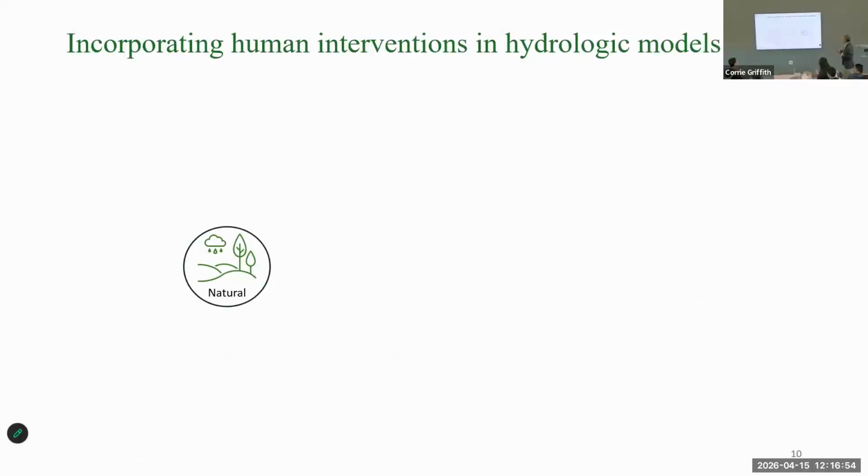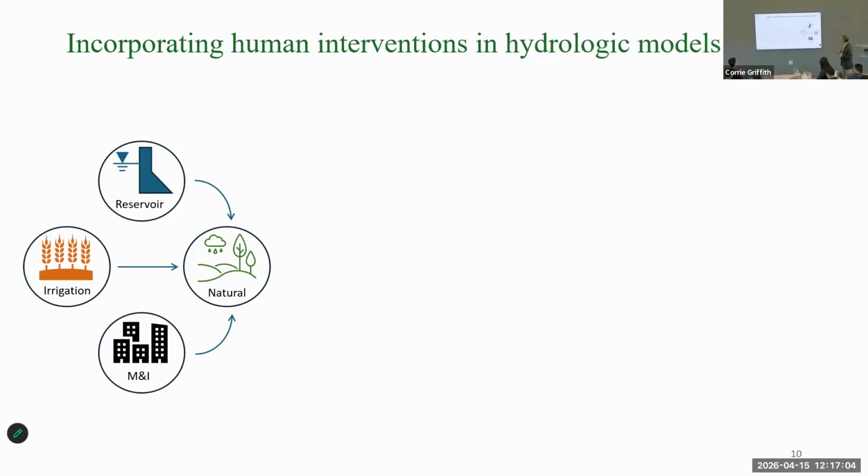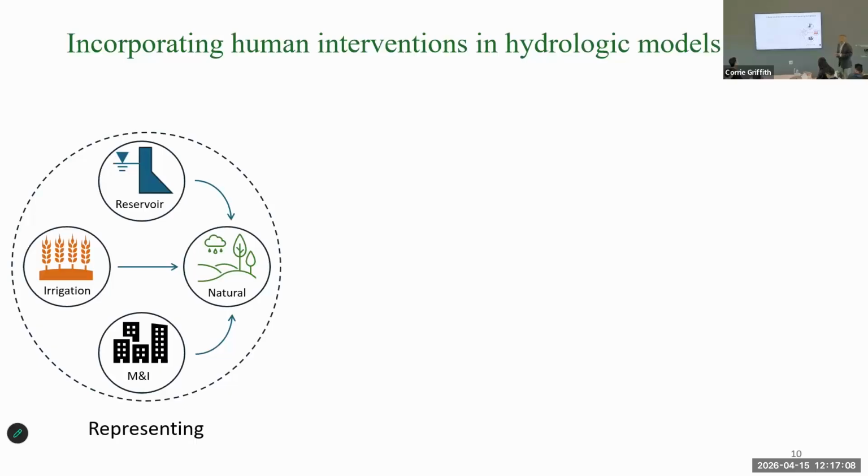Next, I'm going to talk a little more about how we incorporate human interventions into hydrological models. That involves several steps, several issues. First of all, how could we represent, or in better language, how could we quantify different types of human interventions?